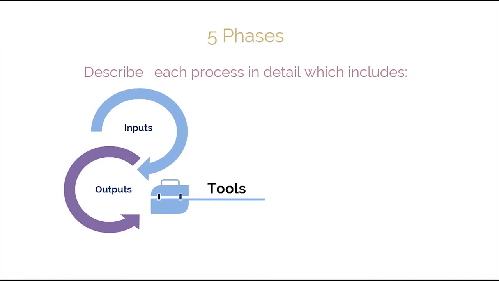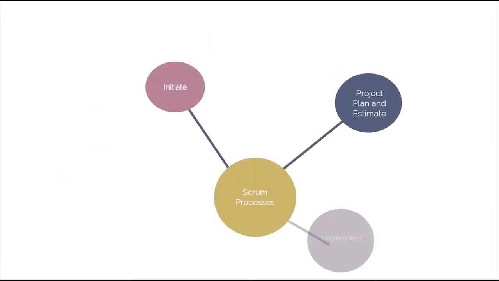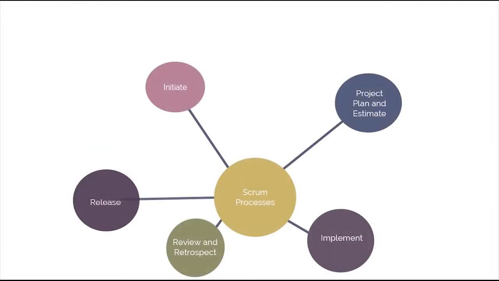Also, in each process, some inputs, tools, and outputs are designated as mandatory, while others are designated as optional. The decision to include any optional input, tool, and/or output depends on the particular project, organization, or industry. Inputs and outputs denoted as mandatory are important for the successful implementation of Scrum in any organization. Next, we'll take a closer look at the phases and the processes enlisted under them.